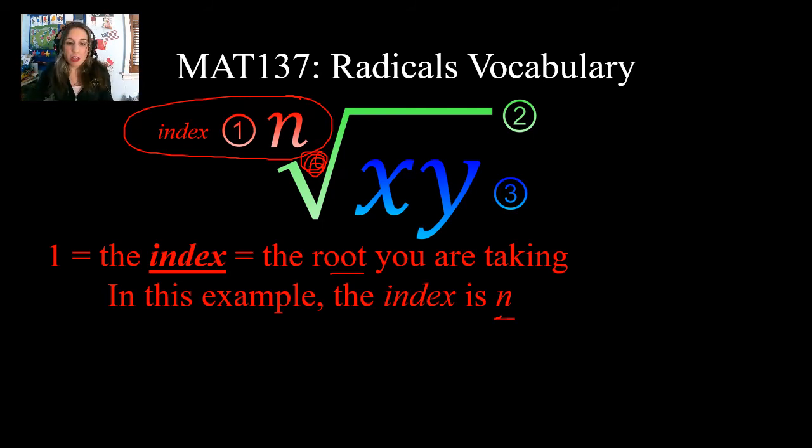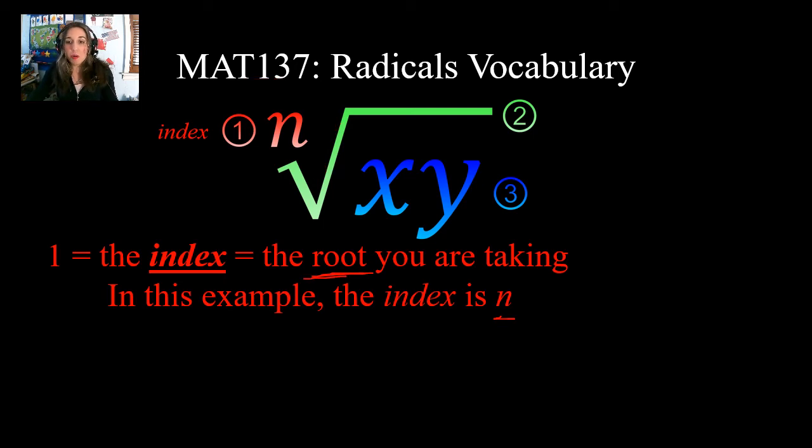If you're taking the 4th root, there'd be a little 4 there. If you're taking the 5th root, right, there's going to be a little 5 here. It's whatever this number is called the index, and that's just the root that we are taking. Okay, that's all that means.